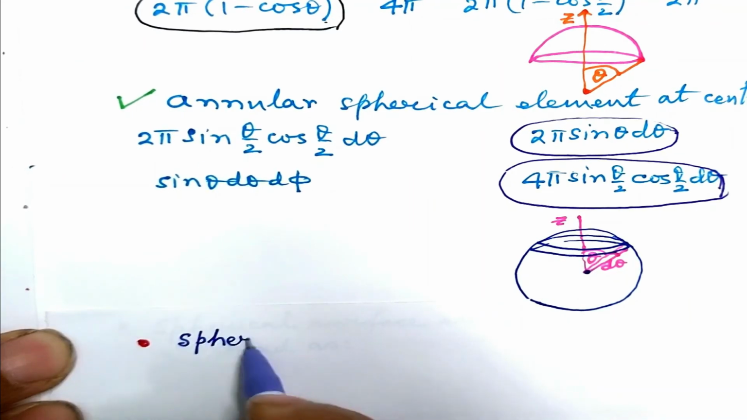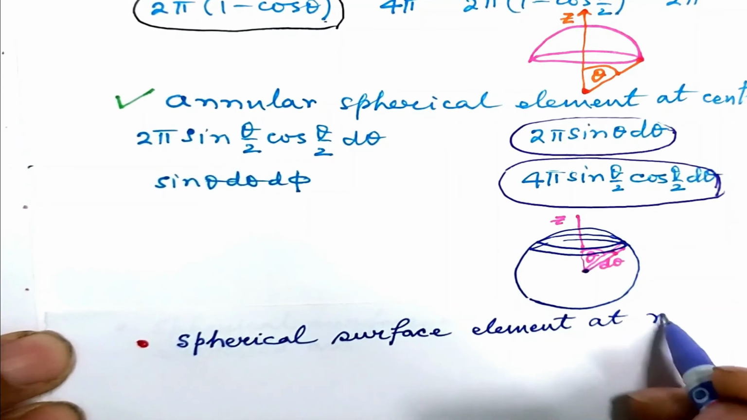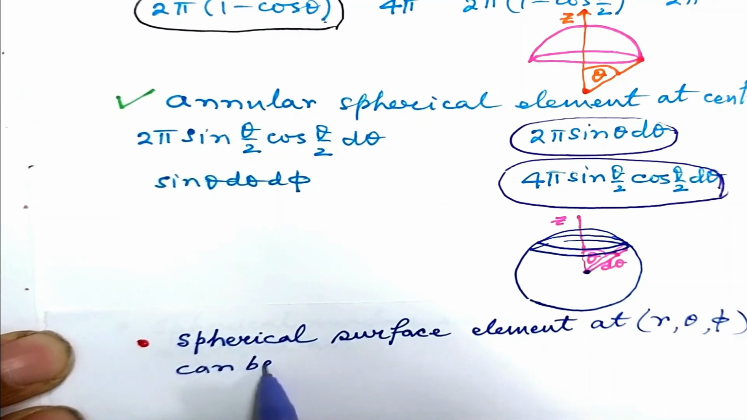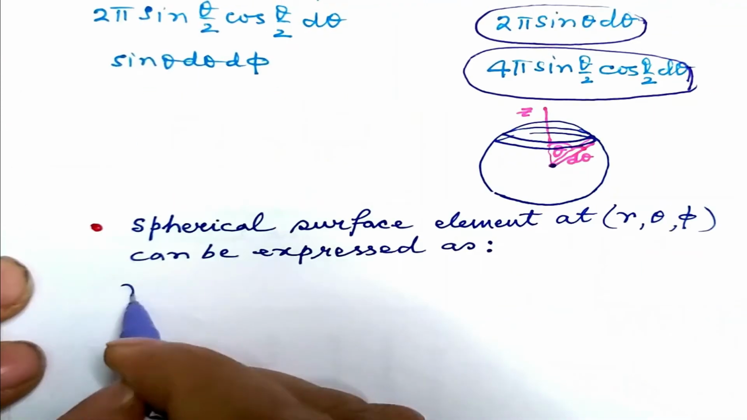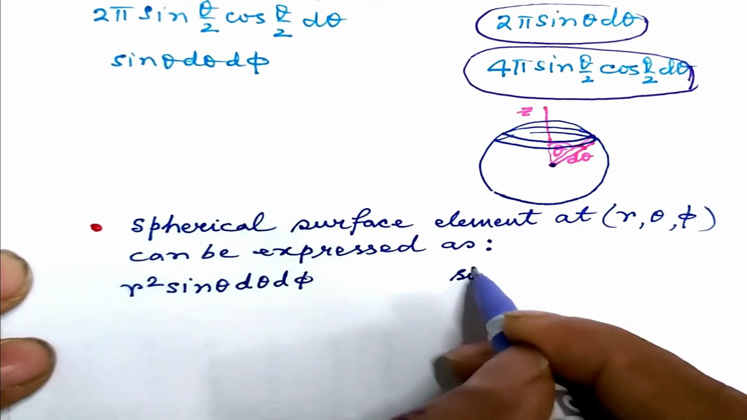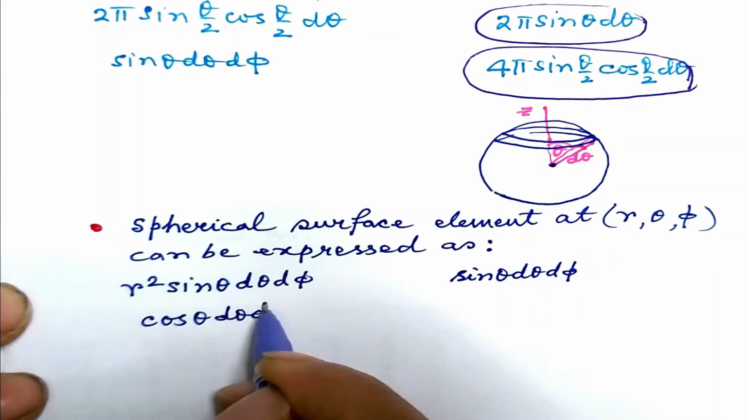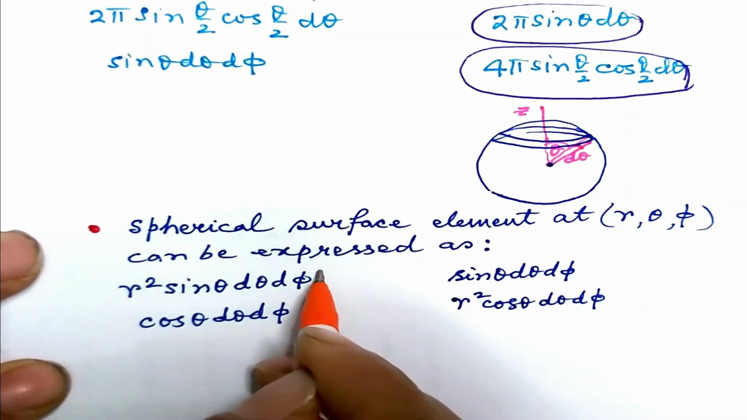solid angle due to a spherical surface element at r theta phi can be expressed as, the options are, this is the answer.